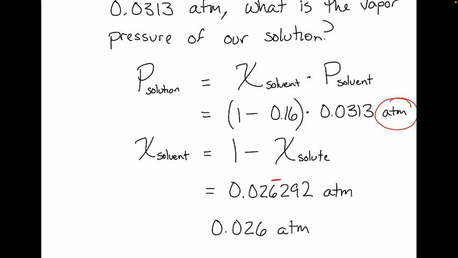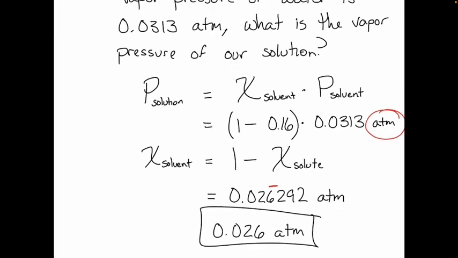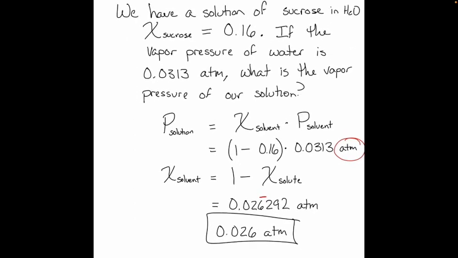0.026 ATM. Notice that the vapor pressure of my solution is less than that of my pure solvent, right? That's always going to be the case because that mole fraction, that fancy X, is always going to be a value between 0 and 1. All right.